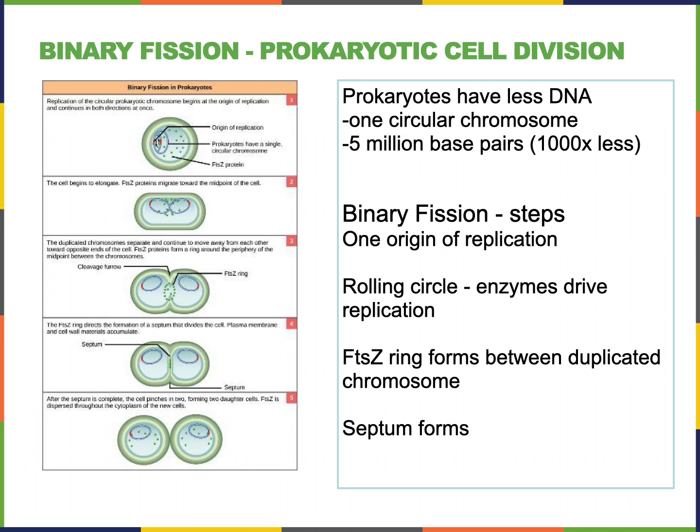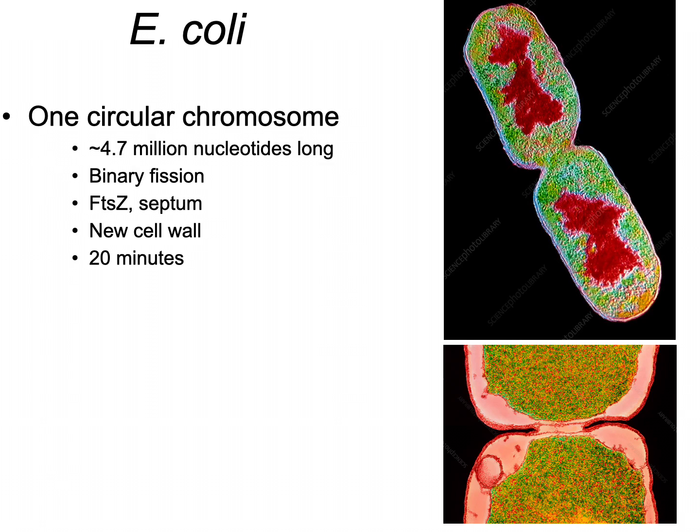So what'll happen is once replication is pretty much complete, a protein called FtsZ will start constricting the cell between the two chromosomes. It'll form a ring and start constricting the cell, and a septum forms at this part where you get new cell wall, and eventually you'll have two cells. This is simpler and faster than what you find in eukaryotes, and it's all because you only have one chromosome. As long as you can form the division between the two replicated chromosomes, this is pretty easy.